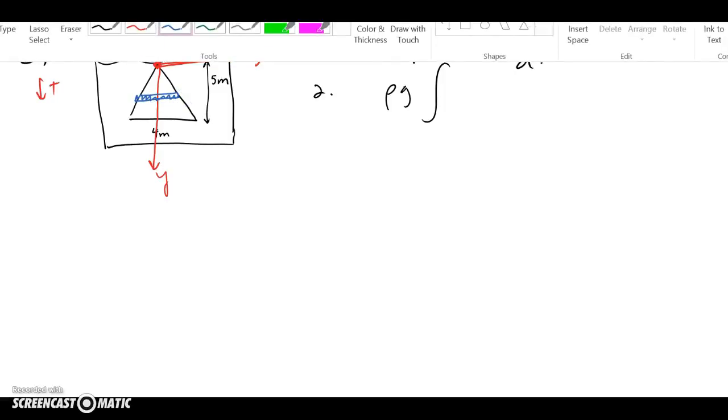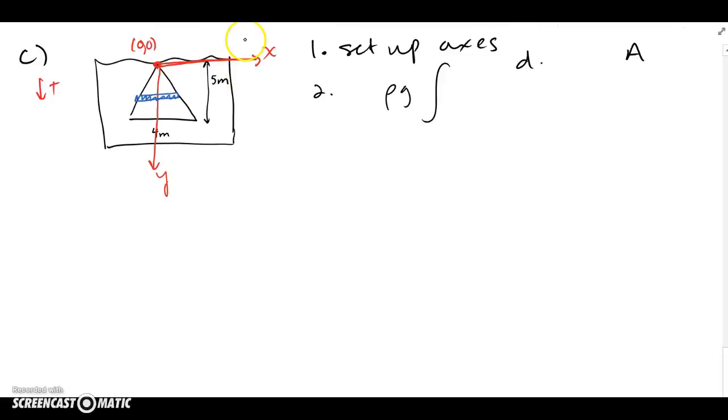Since I chose to put my axis at the surface of the water, the distance this blue slice is below the surface of the water is just a vertical distance. Take it back to your axes touching the origin. So it's just a Y distance. The distance of the piece below the surface of the water is simply Y.